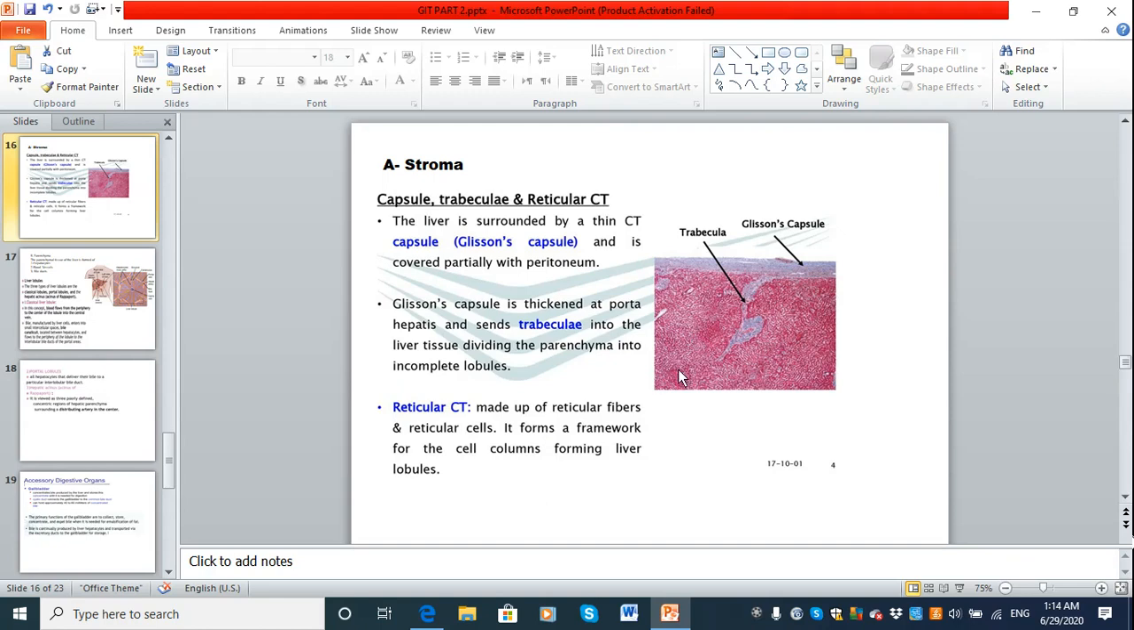The capsule is Glisson's capsule. You will see here it is covered partially by peritoneum, and then it goes from outside to inside. Then we have it thickened as the porta hepatis and send trabeculae into the liver, which divide the parenchyma into segments or lobes. And reticular connective tissue is made of reticular fibers and reticular cells, and forms a framework for the cell columns forming the liver lobules.